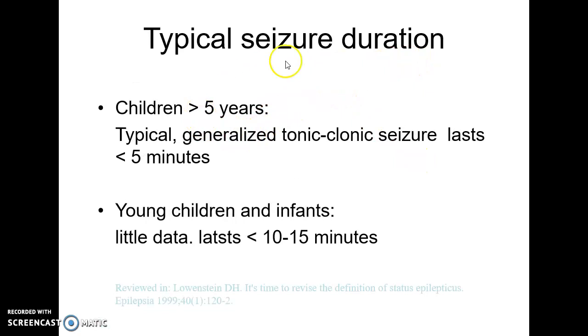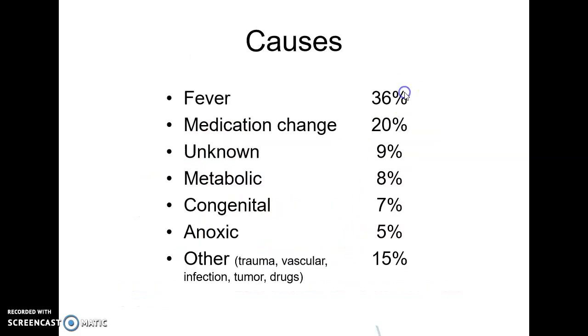Now the typical seizure duration. We are not talking about status epilepticus here, we are talking about the normal typical seizure duration. For children less than 5 years, it will be more than 5 minutes. For younger children and infants, the data says 10 to 15 minutes.